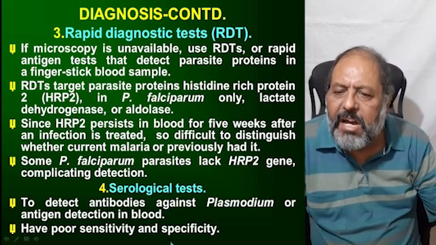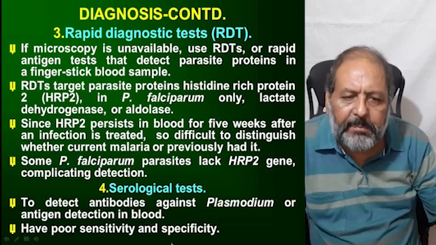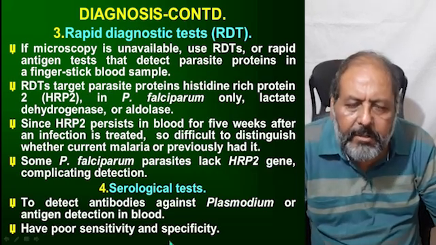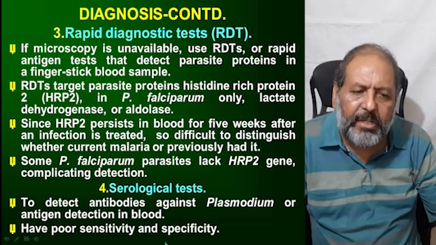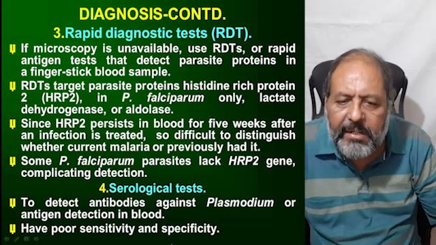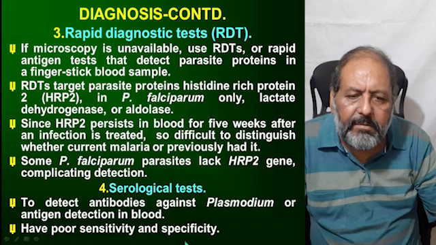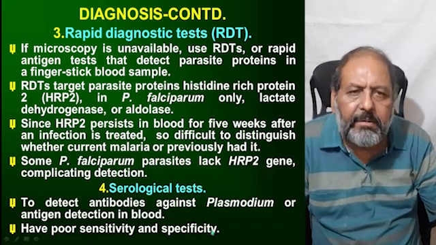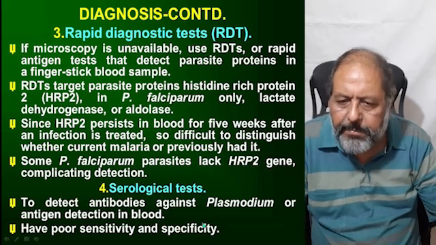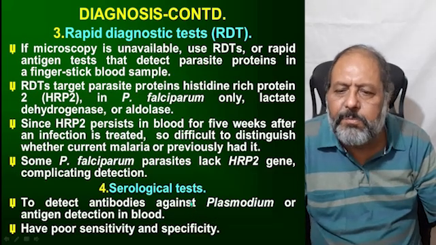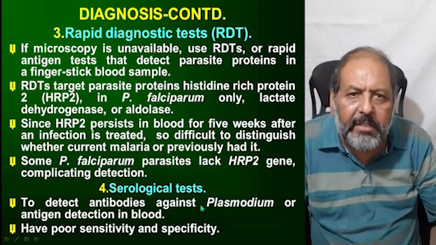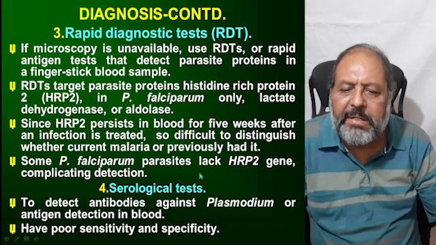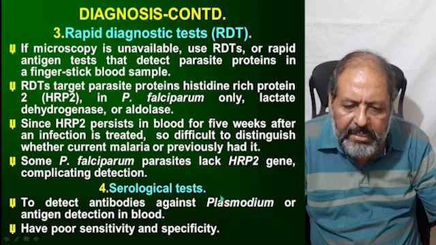Since HRP2 persists in the blood for 5 weeks after an infection is treated, it is difficult to distinguish whether the current malaria is there or whether the person previously had malaria. And some Plasmodium falciparum parasites do lack the HRP2 gene, complicating the detection of malaria.